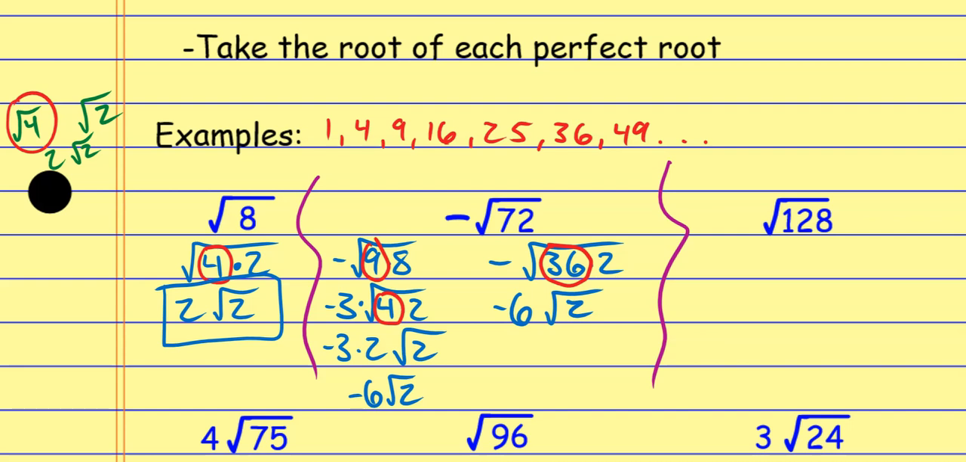Okay? If you don't see the largest perfect square, that's okay. You just keep looking for perfect squares. You keep taking the square root of stuff you know how to take the square root of until you run out of things that you can take the square root of. Okay?